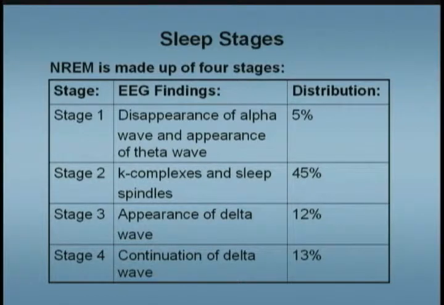Stages 3 and 4 are made up of delta. Delta is a very slow wave. There's more delta in stage 4 than in stage 3. So stages 3 and 4 also make up about 25% of total sleep time. The average adult sleeps anywhere from 6 to 8 hours. So this percent is what that makes up of that 6 to 8 hours for each person.